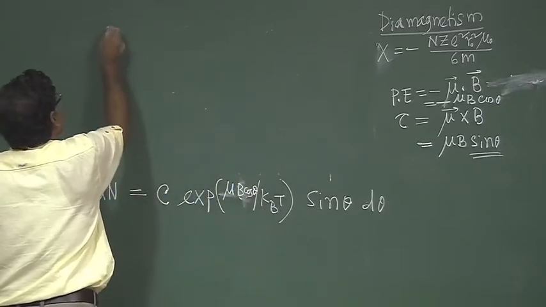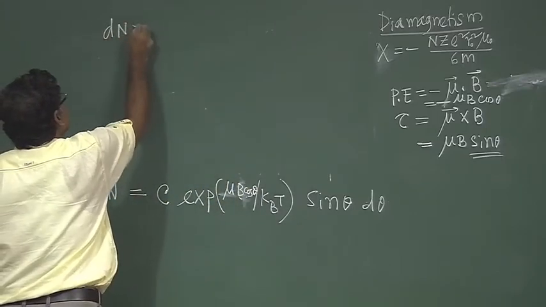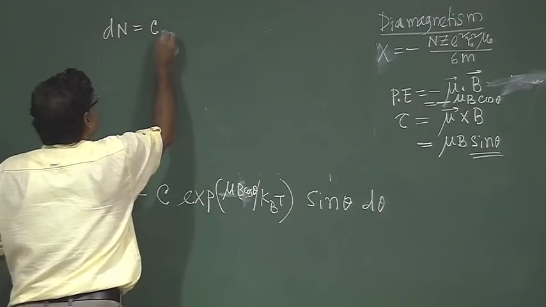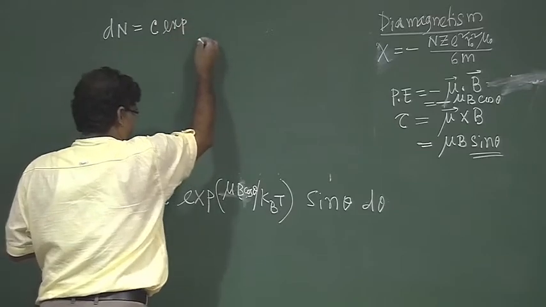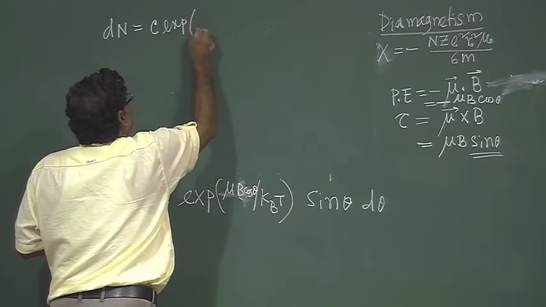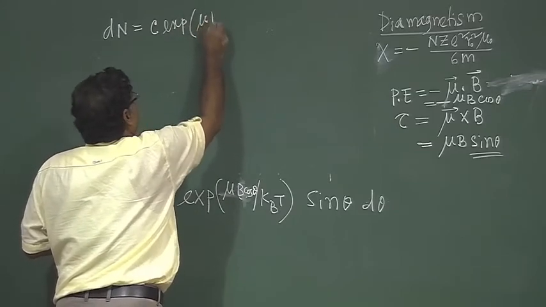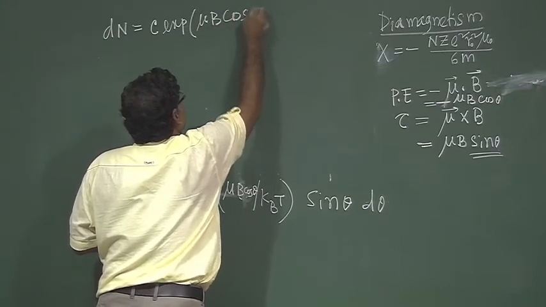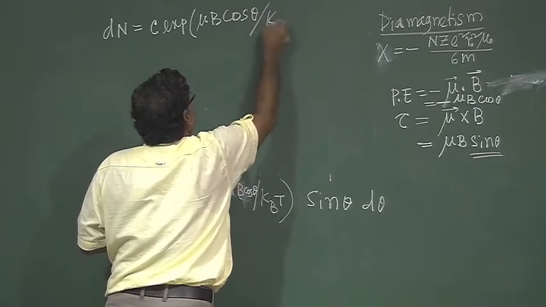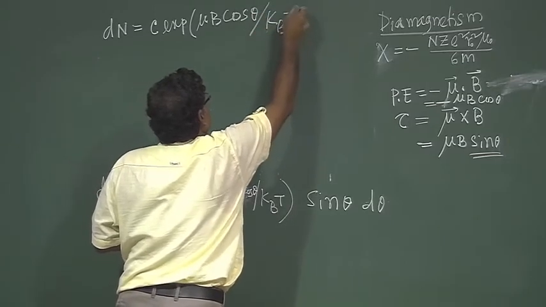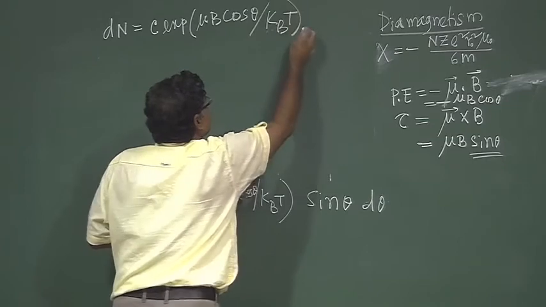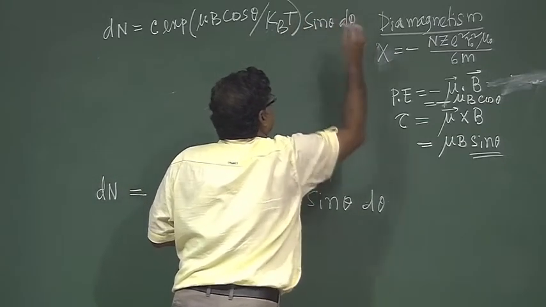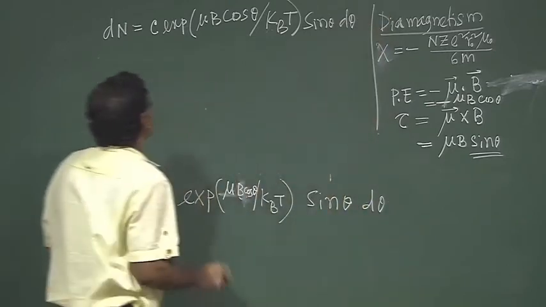So dn is equal to, let me keep it because I need it later on. So this is exponential mu b cos theta by kbt, sin theta d theta, right.